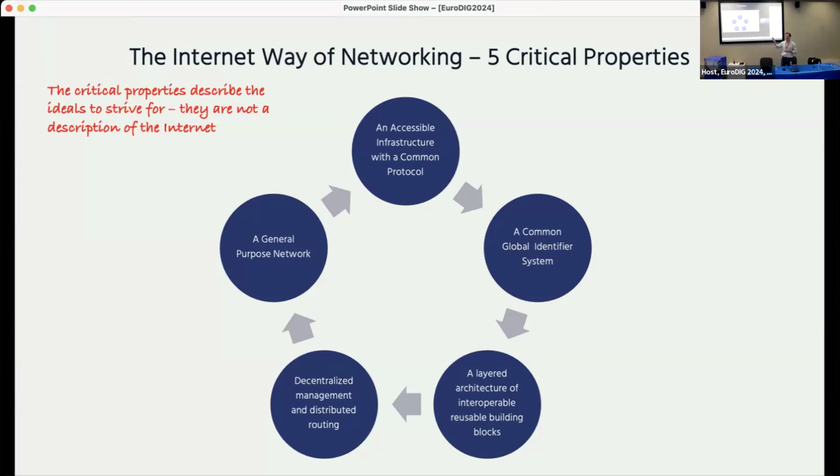But as an important reminder, this internet way of networking and the critical properties that we're describing are really expressed in their ideal state. We're talking about them in the ideal, utopian way of thinking about what they should look like. The reality could look different. But the benefit of describing them in the ideal state is that we create a stable baseline against which we can assess things. So it's a very purposeful reason for why we're describing it in the ideal.